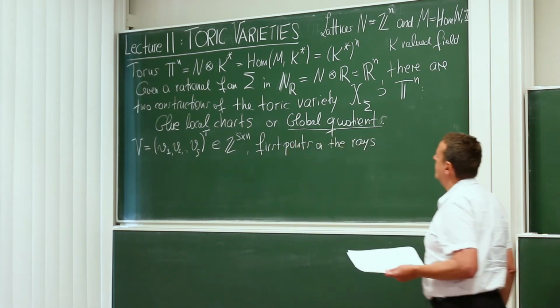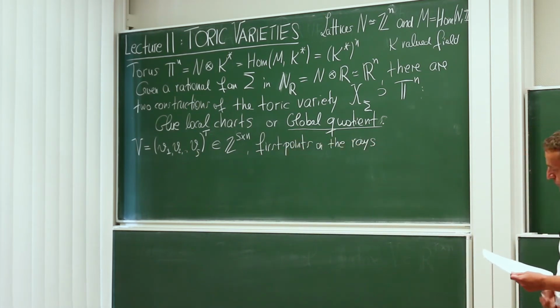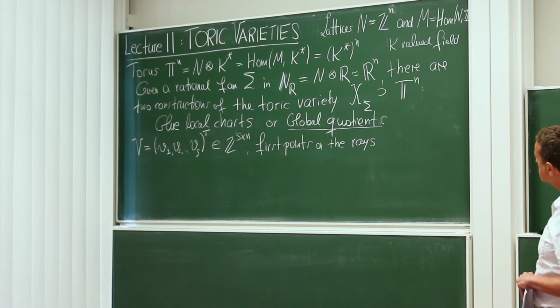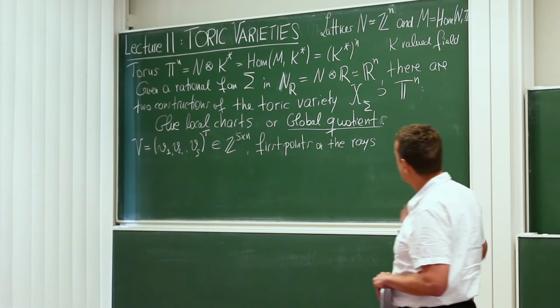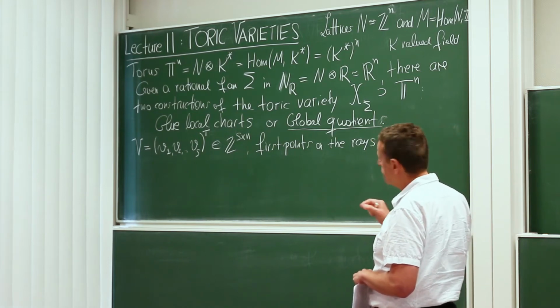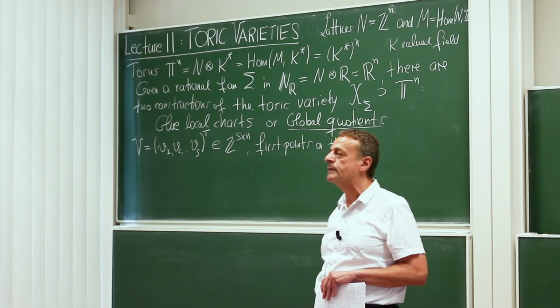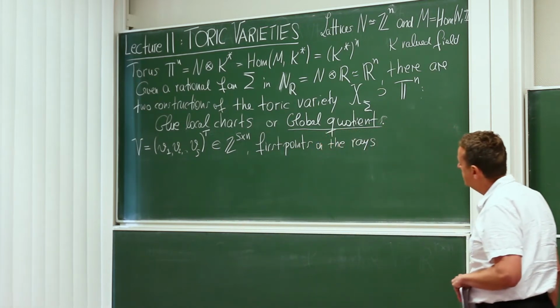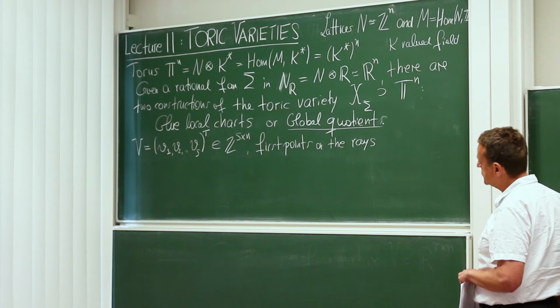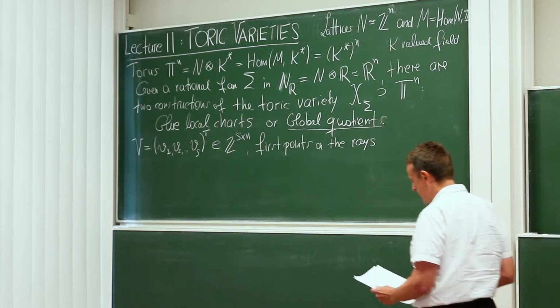Okay, so the fan has a finite collection of rays, say s rays, and then the Vi's are the first lattice point emanating from the origin along a ray, where a ray is a one-dimensional cone. And I pick the generators, V1 up to Vs.